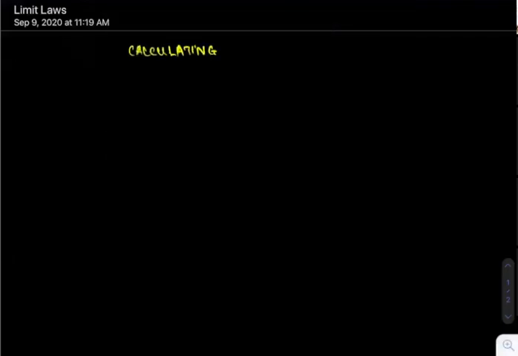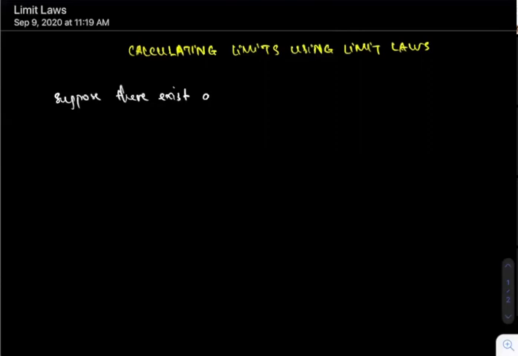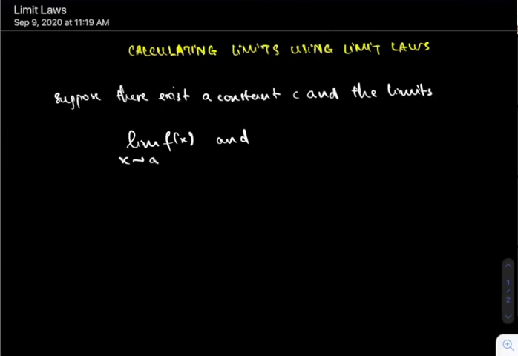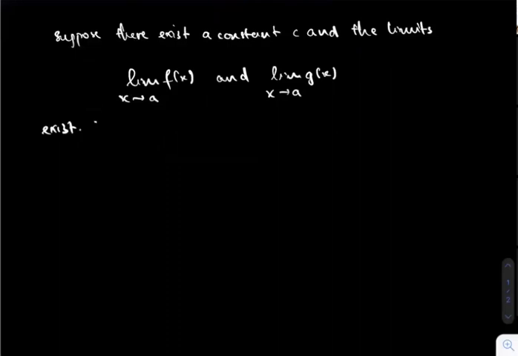This topic is calculating limits using limit laws. Suppose there exists a constant c, and the limit of f of x as x goes to a and the limit of g of x as x goes to a exist as well. Then you have the following limit laws.